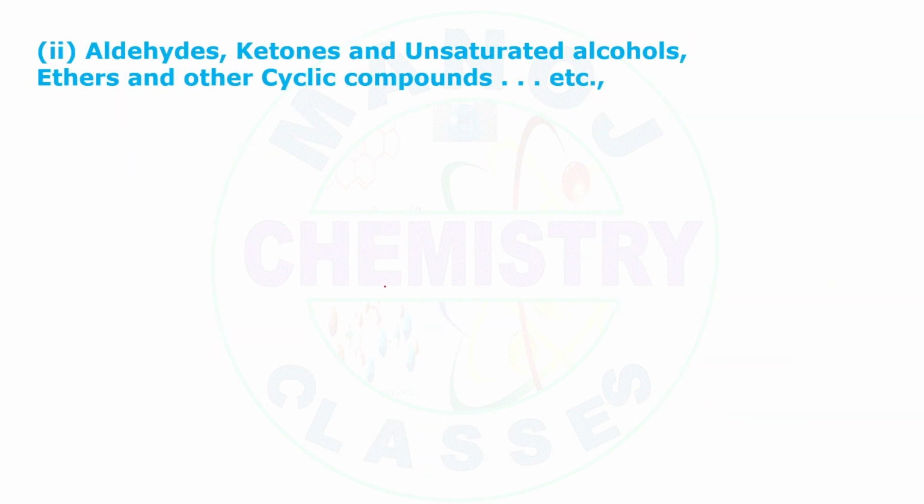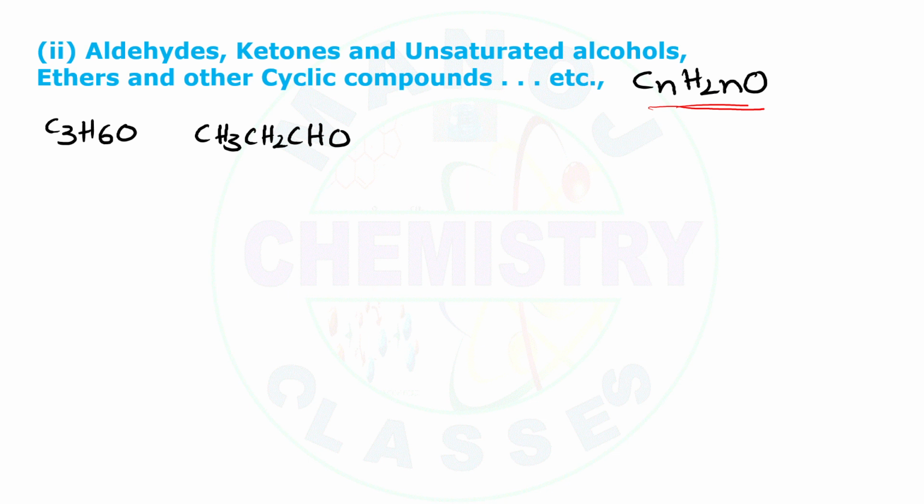Next are aldehydes, ketones, unsaturated alcohols, ethers and other cyclic compounds. All these are functional isomers. The general formula of this one is CnH2nO. Let us discuss with an example of C3H6O. I can write an aldehyde as propanal. This one is an aldehyde functional group. Whereas the ketone can be written as acetone or dimethyl ketone.